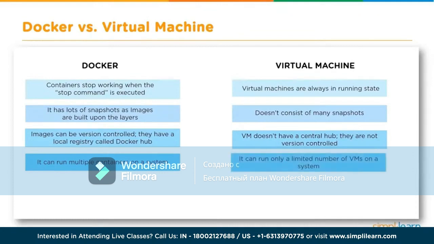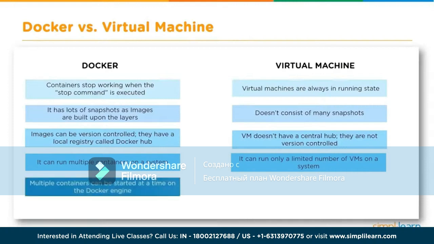You can run only a limited number of virtual machines on a system. Since each virtual machine requires a certain amount of CPU, RAM, memory, and other resources, your physical system will have less space. Multiple containers can be started at a time on the Docker engine. The isolated environment allows a user to run and deploy several containers simultaneously on a given host.